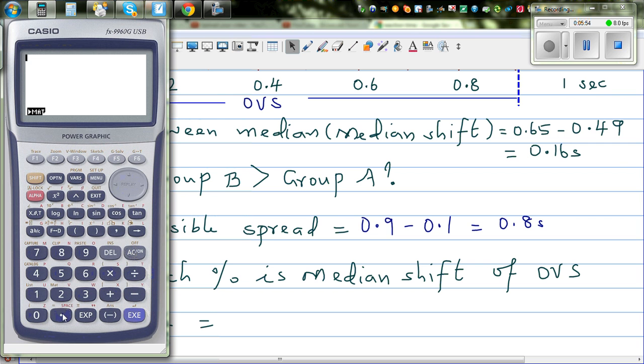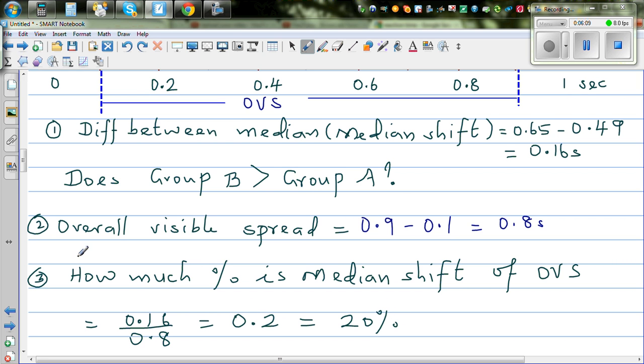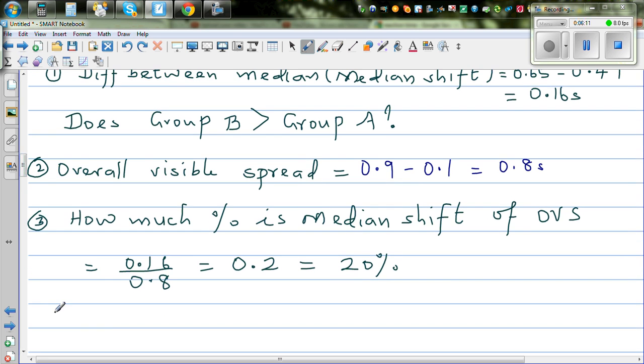Sorry, it is 0.16 divided by 0.8, which is 0.2. So this as a decimal is 0.2, and 0.2 as a percent is 20%. So we can say that the median shift is 20% of the overall visible spread. Now, what does that mean?